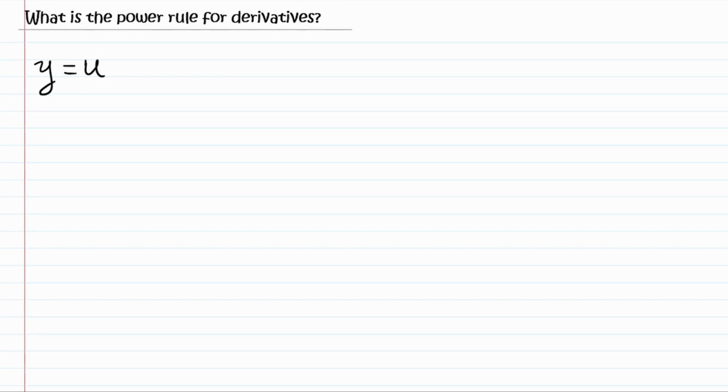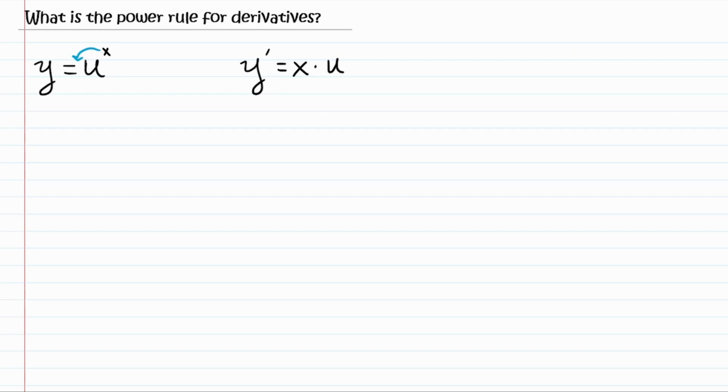We'll say u to the x power. How would we go about taking the derivative for this? Well, you need to remember this rule. So if we have y, we take the derivative. If we start with u to the x, the rule states that we bring that exponent down to the front as a coefficient. So we bring that x right in front of u.